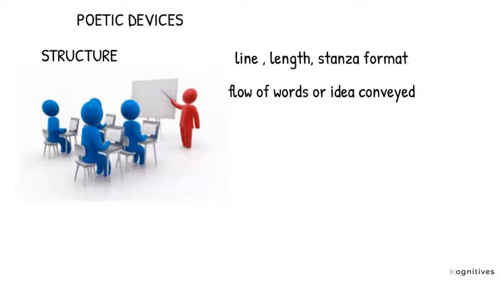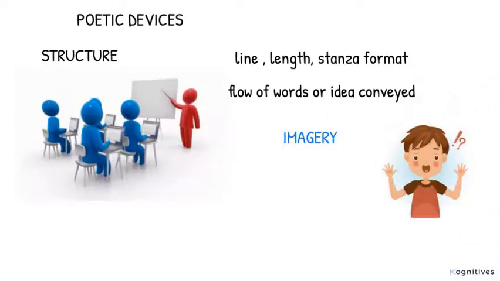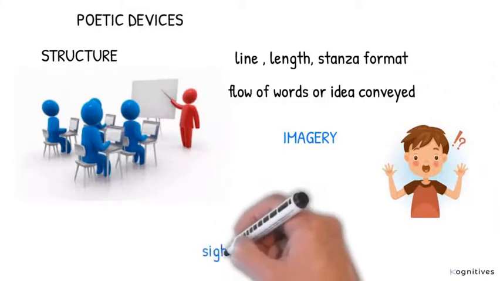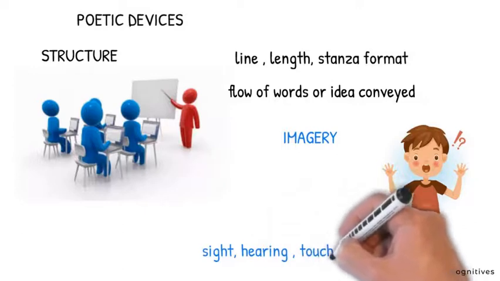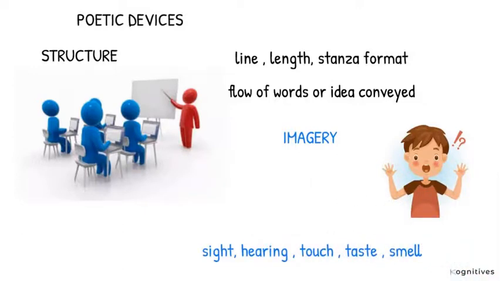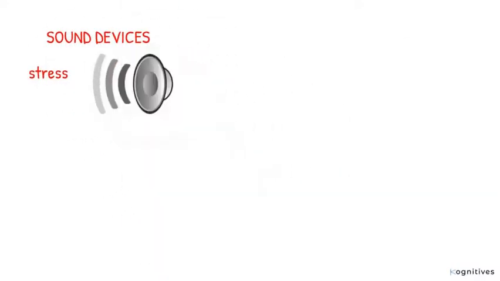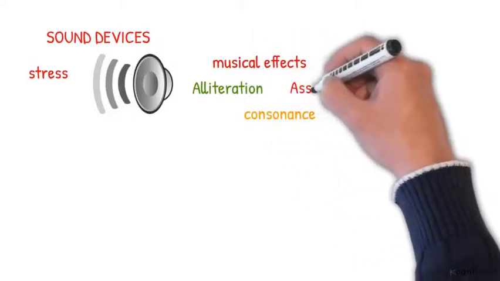Imagery. Imagery is the name given to the elements in a poem that spark off the senses such as sight, hearing, touch, taste, and smell. Any of these senses can respond to what a poet writes. Sound devices. Sound devices are literary elements used in prose and poetry to stress certain sounds and create musical effects. Examples include alliteration, consonance, and assonance.